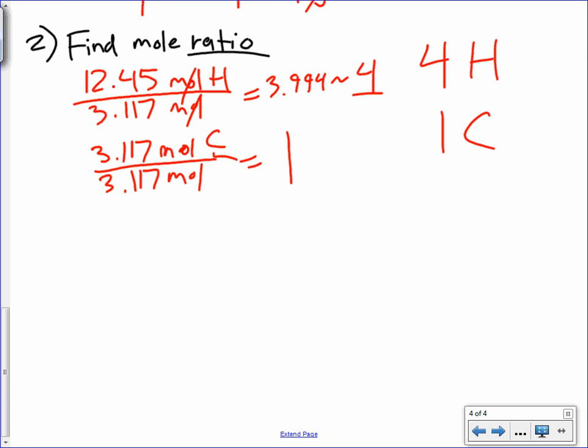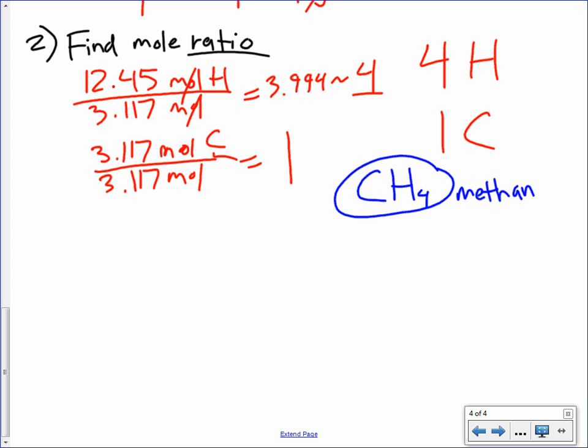So what that tells us is we have 1 carbon for every 4 hydrogens. So our empirical formula is C1H4, CH4, which is methane, incidentally. Okay, so that's one example there, and I'm going to get another one in just a minute.